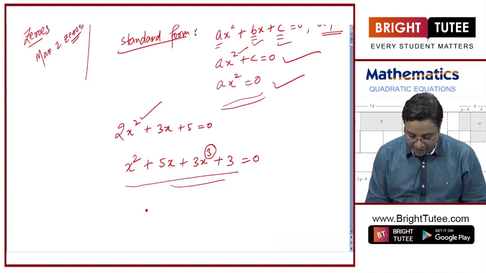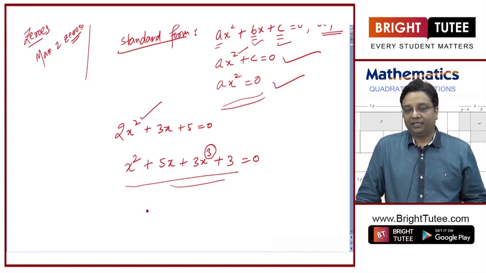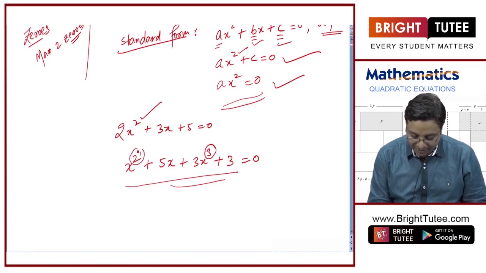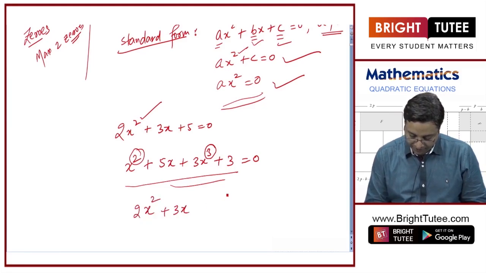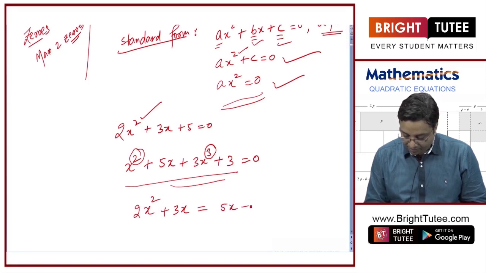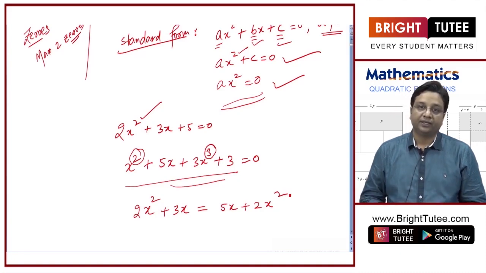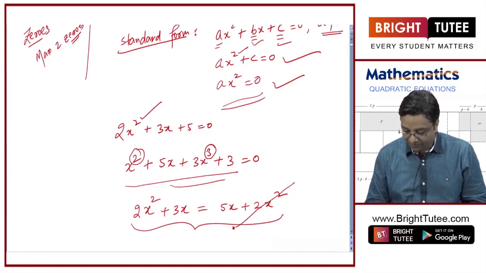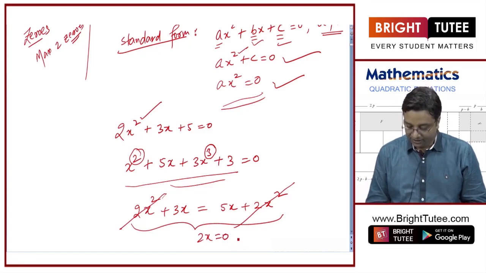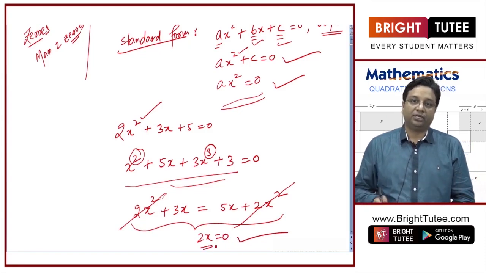So you should be able to identify whether an equation is a quadratic equation or not by just looking at the highest power of x. And you should not get confused by equations like this. Let us say if I write 2x square plus 3x equal to 5x plus 2x square, right? This is not a quadratic equation, because if I cancel these, it will just be 2x equal to 0, right, which is of the linear form and not a quadratic equation.